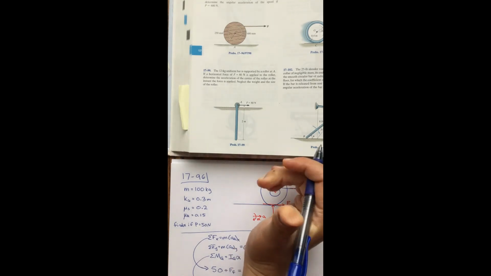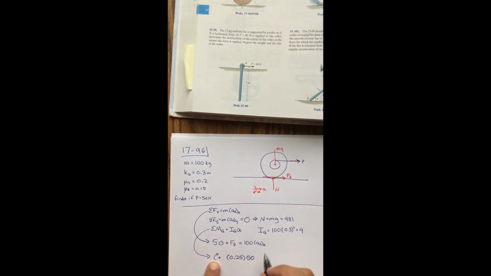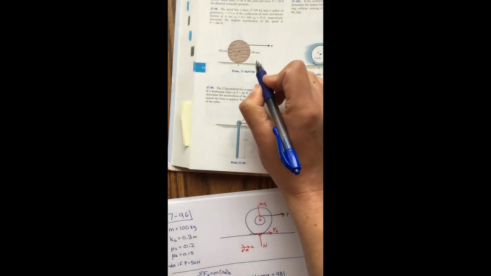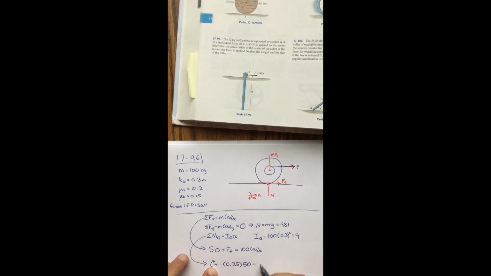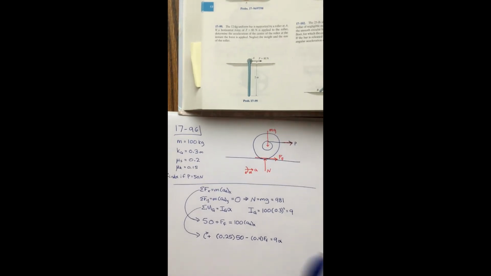Force of friction would cause rotation in this direction. That's for this problem the negative direction, so that's minus. This distance here is 400 millimeters. That's the outer radius, so that's 0.4 times the force of friction. That's equal to my moment of inertia of 9 times the angular acceleration. Okay, now I'm in trouble. I have two equations. Let's call this equation 1, we'll call this equation 2.